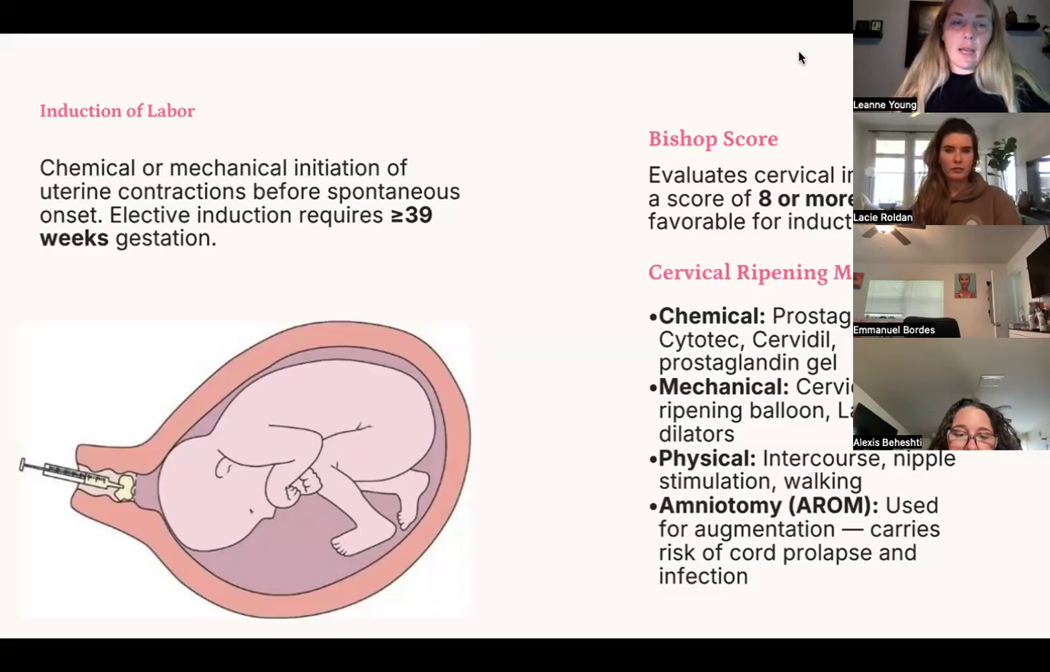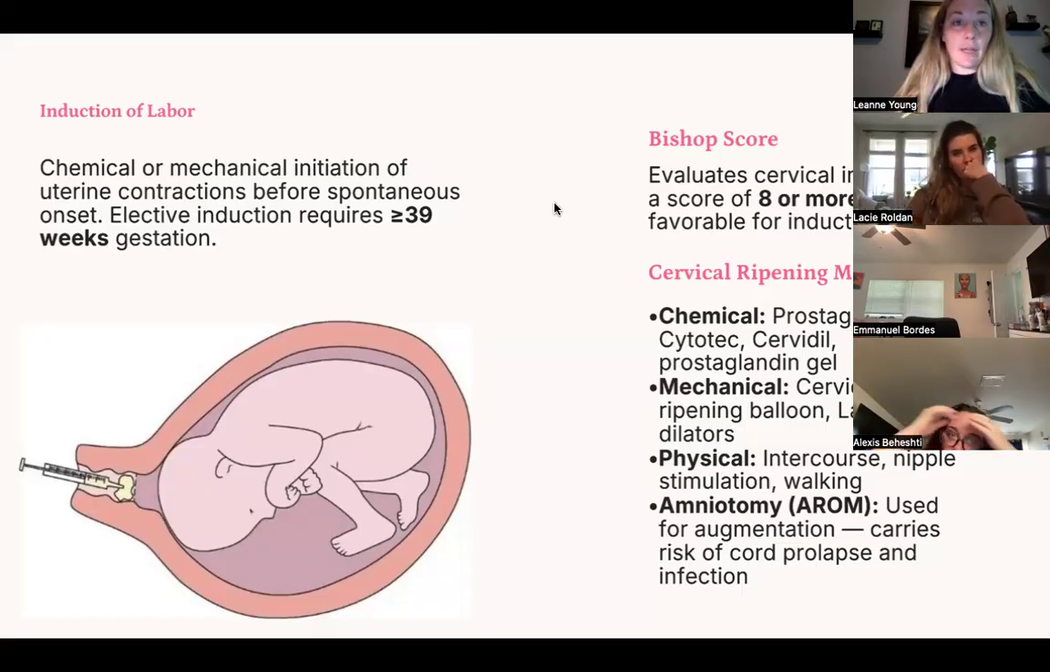Laminaria dilators, I do not see that used very often. Honestly, when we talk about mechanical ripening methods, the Foley balloon is the most common. From a physical standpoint, we can encourage a patient to have sex. Having sex can sometimes send a patient into labor.